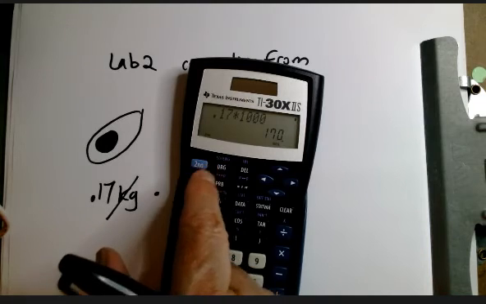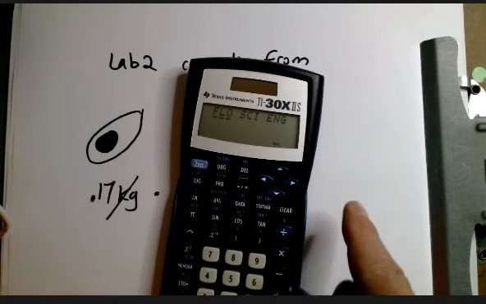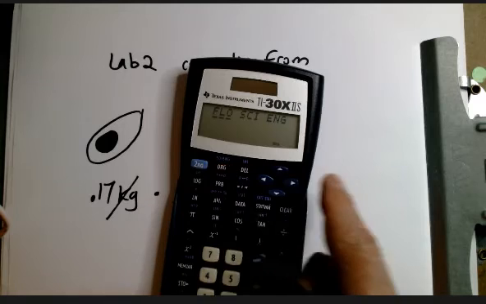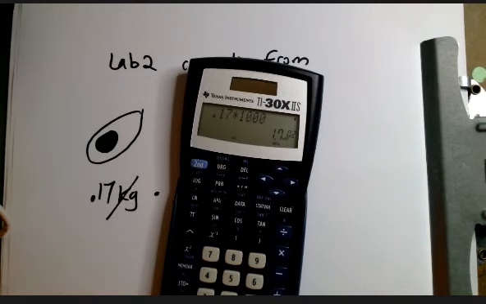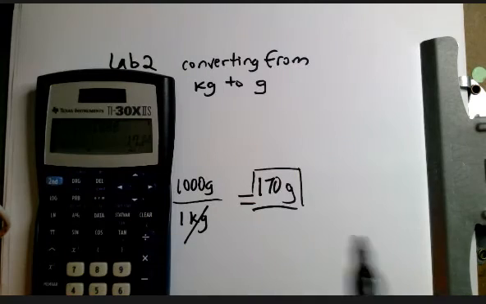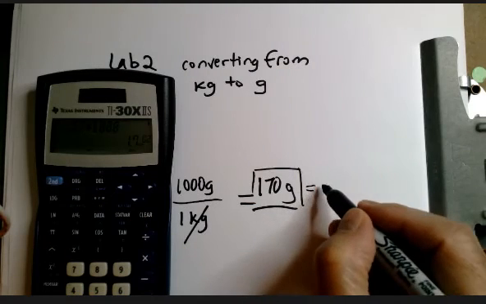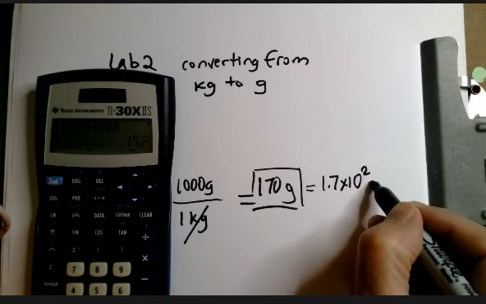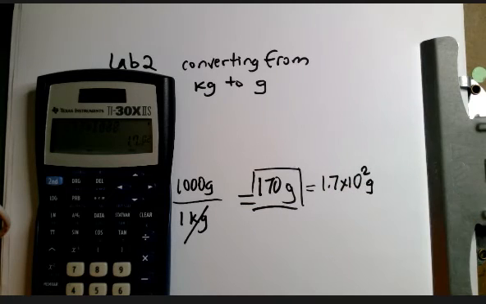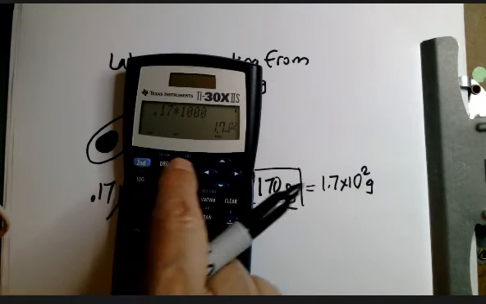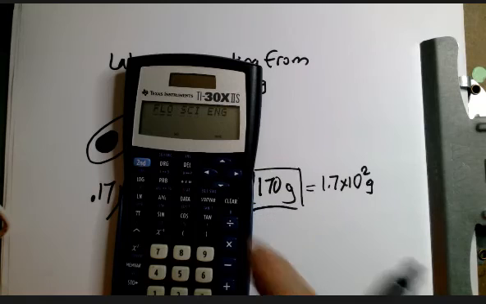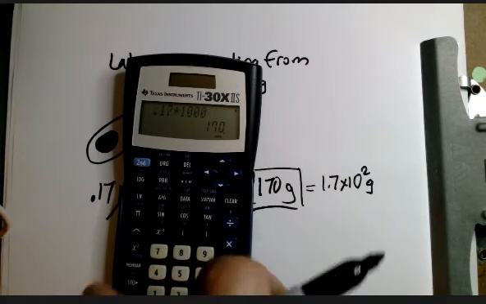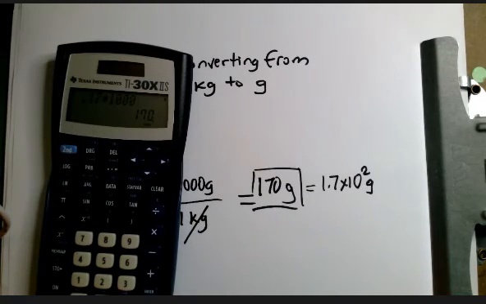If you went to second and then this DRG button and then went to scientific and hit enter, it would convert it to 1.7 times 10 to the 2. That's equal to 1.7 times 10 to the 2 grams, isn't it? It's the same thing. Then if we wanted to go back, we could just hit second degree and take it back to floating decimal and hit enter, and that'll take us right back where we came from.